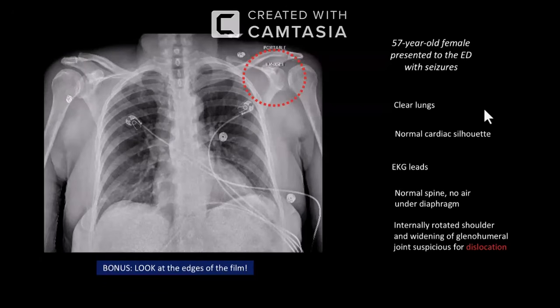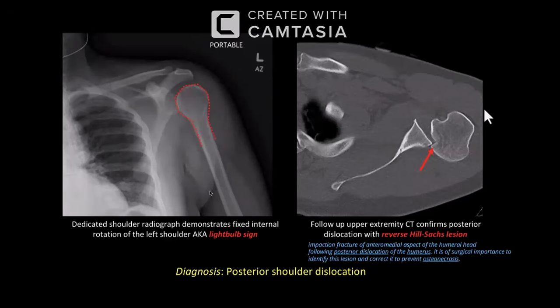All right, so good description. So again, this is the classic typical light bulb sign that you get to see in the shoulder dislocation, especially the posterior shoulder dislocation. And that's the CT, which demonstrates a reverse Hill-Sachs.